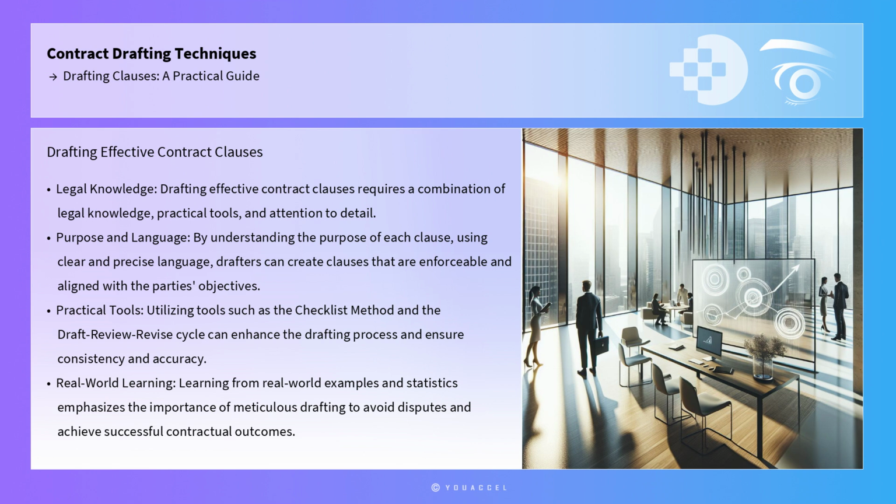Utilizing practical tools, such as the checklist method and the draft, review, revise cycle, can enhance the drafting process and ensure consistency and accuracy. Learning from real-world examples and statistics further emphasizes the importance of meticulous drafting to avoid disputes and achieve successful contractual outcomes. As professionals continue to refine their drafting skills, they will be better equipped to address the challenges of contract law and contribute to the effective management of legal agreements.